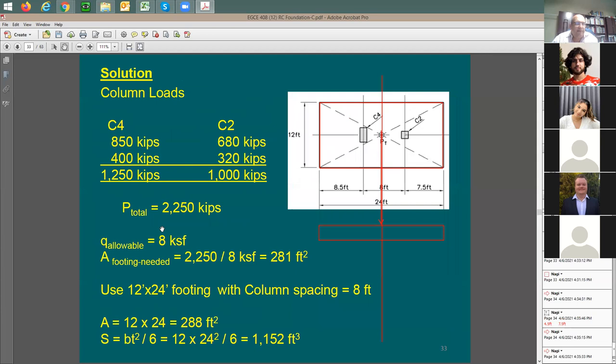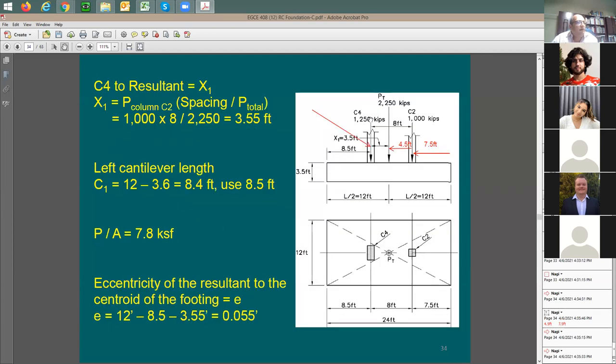Any questions besides finding out the x value? This x1. Any questions? All right, so let me tell you how I did this analysis to figure out the resultant location.